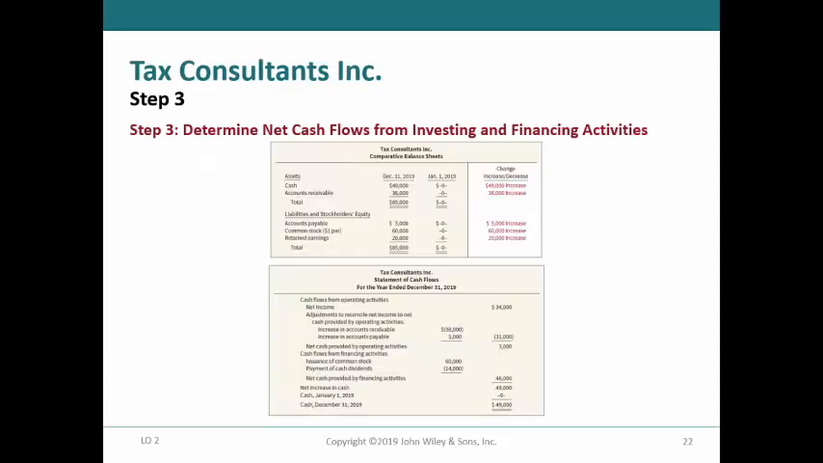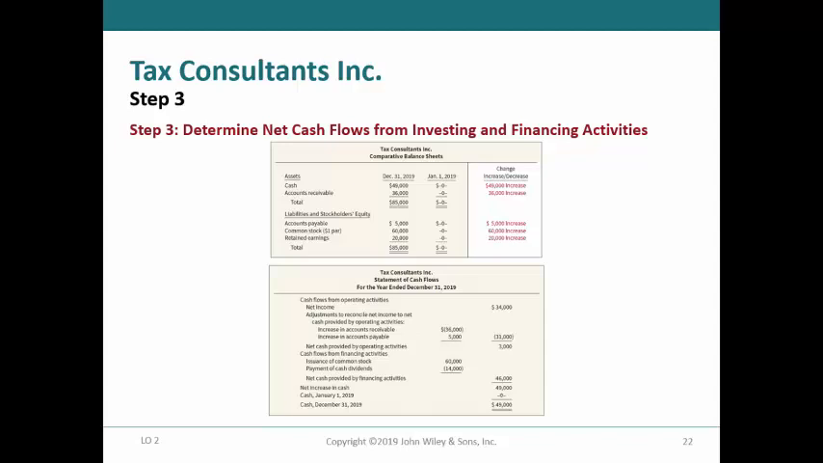The third step in preparing the statement is to determine the net cash flows for the investing and financing activities. This slide shows the comparative balance sheet information and the completed statement of cash flows for 2019. Since there were no long-term assets or liabilities for 2019, there were no cash flows from investing activities. However, we did have cash flows from financing activities for 2019.